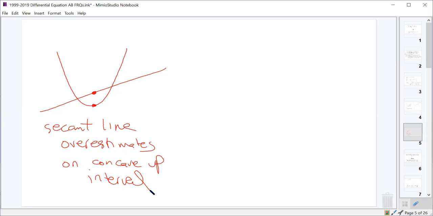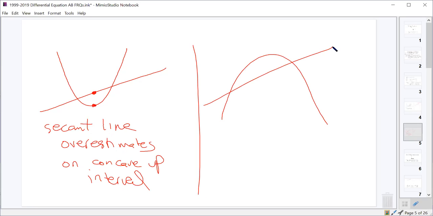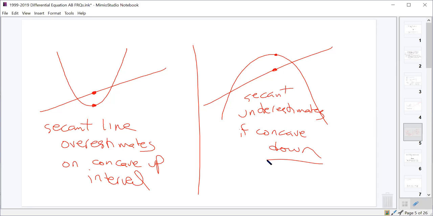Everybody good with that? If the function is concave down, your secant line will underestimate it. You all see that? This is less common, but it does show up occasionally on the exam. Everybody at home okay with that? You're okay with that? Any questions, anybody?